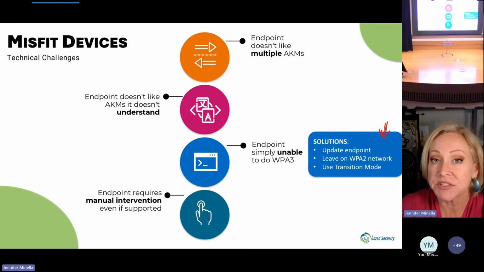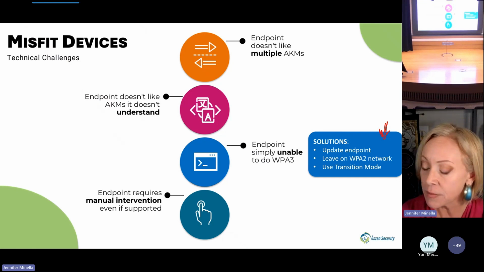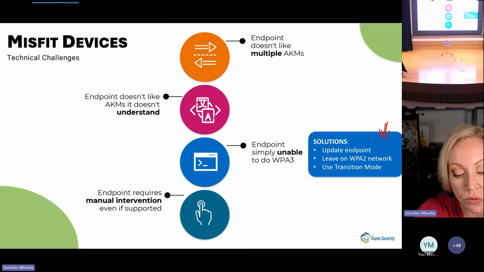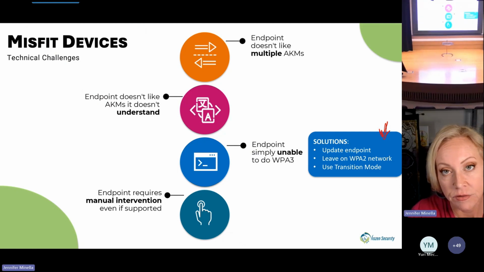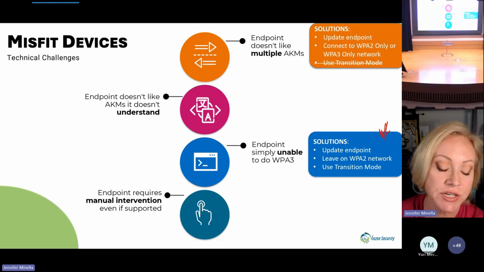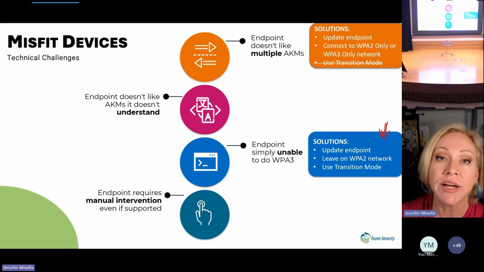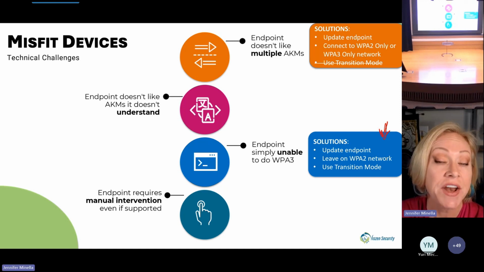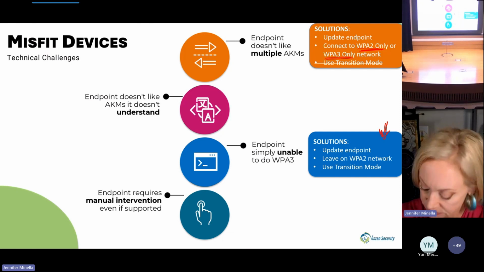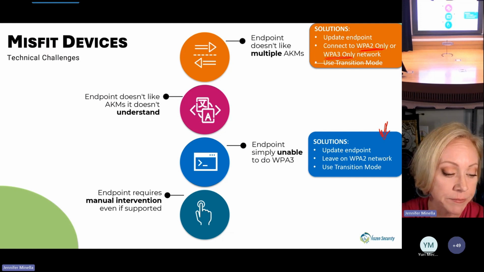If you can't do that because it's one of those weird IoT things, your other option is to leave it on a WPA2 network. Or you can try transition mode. If it's not misbehaving, then you're good. But you won't know it's misbehaving until you do those tests. So the next solution here, if the endpoint doesn't like multiple AKMs, you can try to update the endpoint. If that doesn't work, connect it to a WPA2 only network or a WPA3 only network. Just don't give it two AKMs. That also means not enabling FT probably.